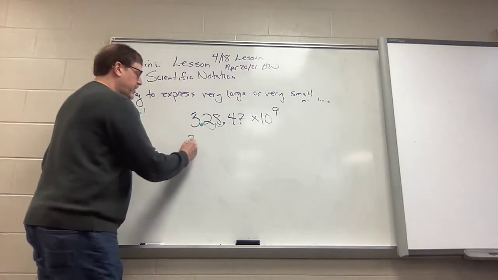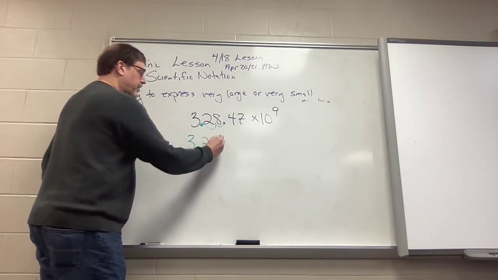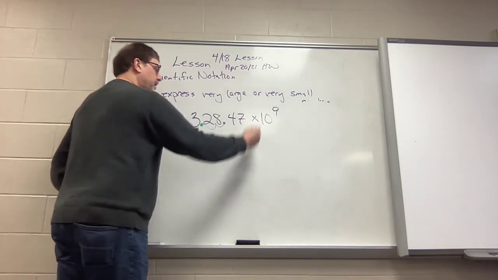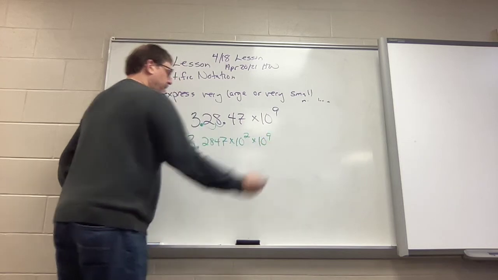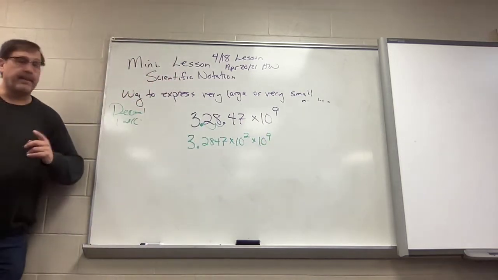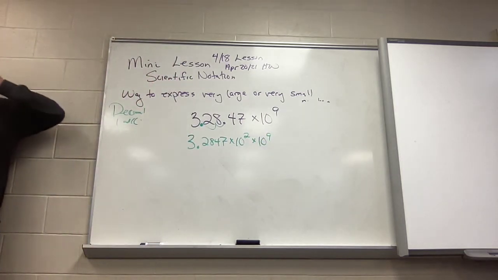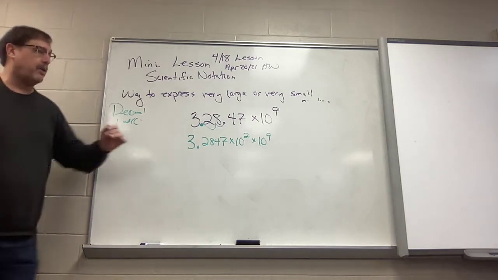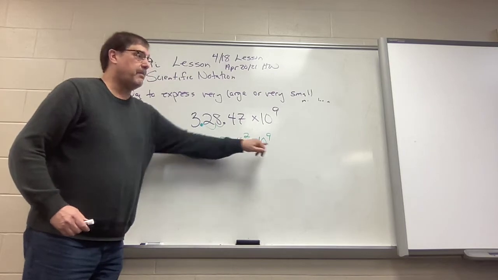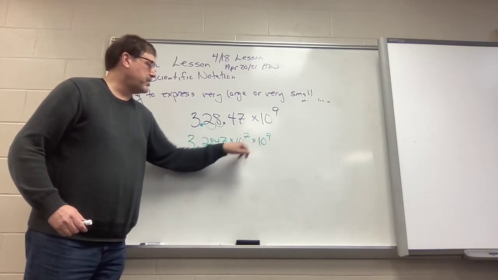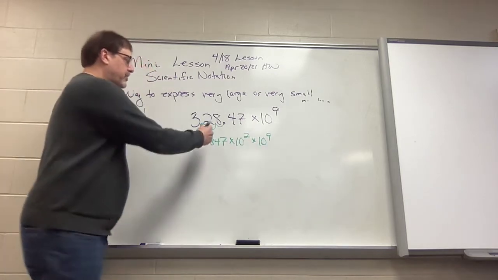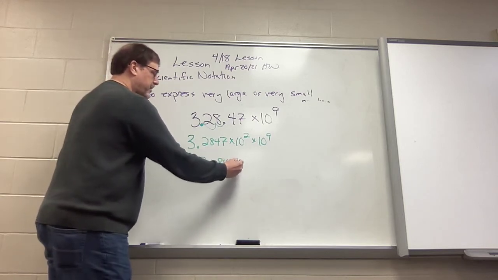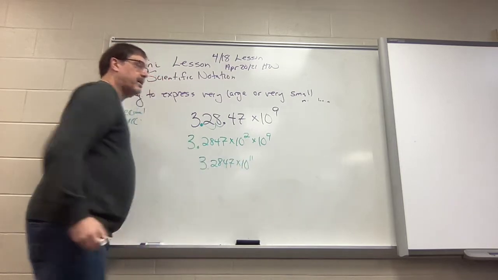So this becomes 3.2847 times 10 to the, then we count 1, 2, times 10 to the 9th, which was already there. And then to get our number in scientific notation, we remember when we have common bases, we add the exponents. So that answer becomes 3.2847 times 10 to the 11th power.